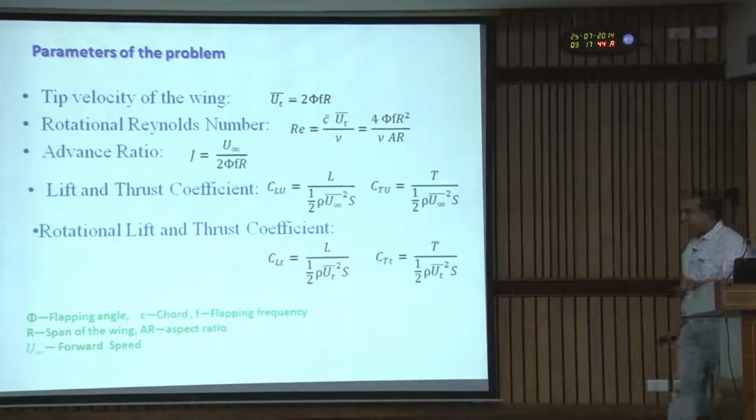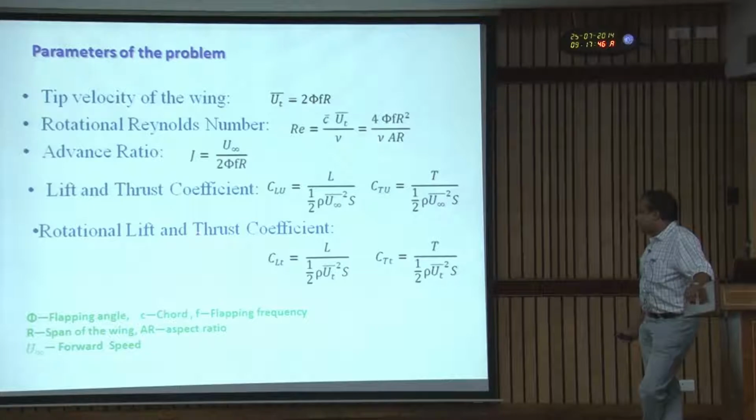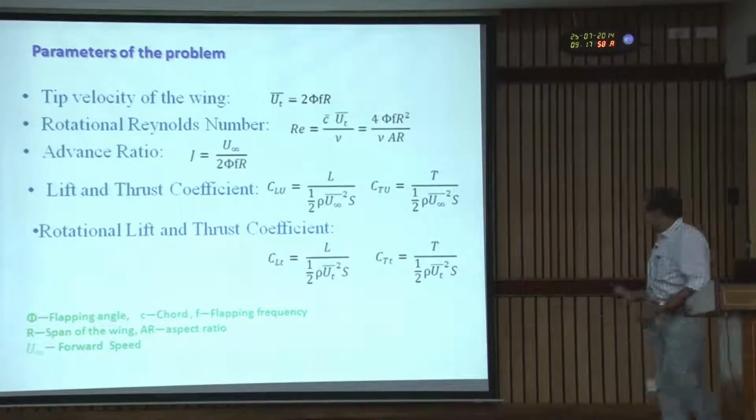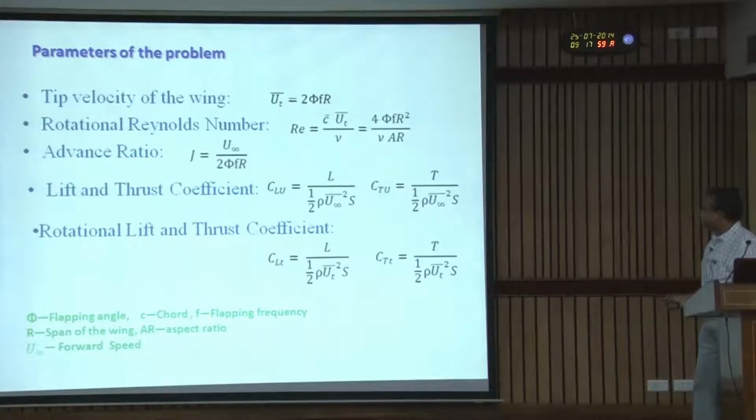Now before going to the design, let us look into some of the parameters that we use. Obviously, the wing velocity at the wing tip, that is the wing tip velocity, where we talk about the tip of the span, and r is the span here. Phi is the angle it is flapping, so 2 phi is the total. Reynolds number you can define with respect to the tip velocity, or with respect to the forward velocity.